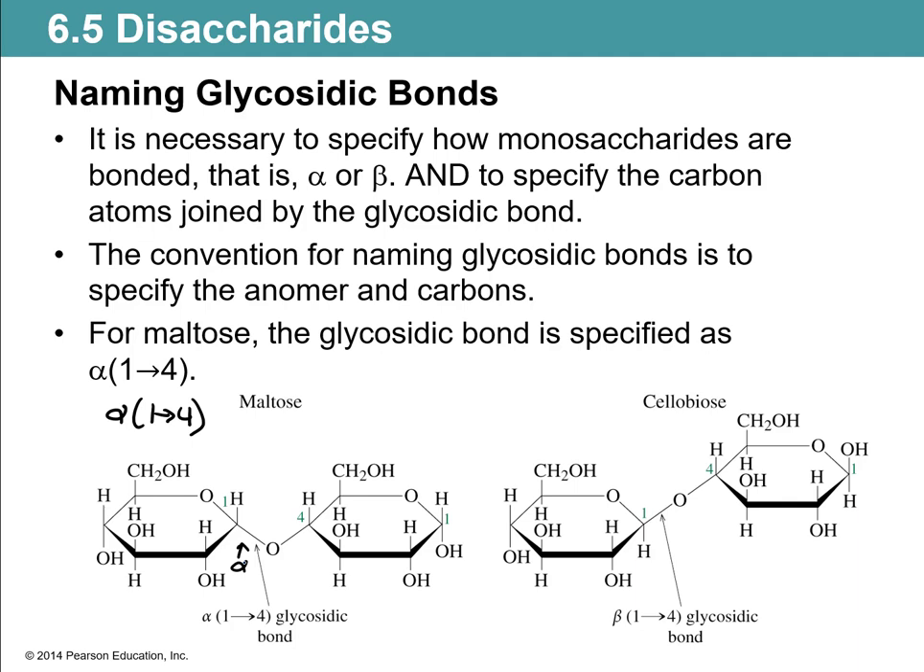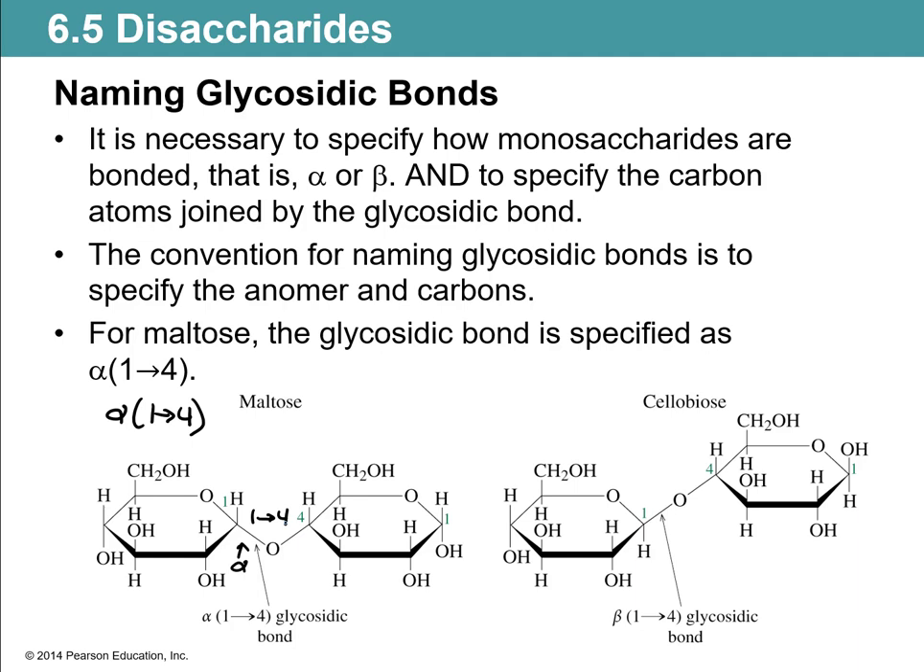And it's 1 to 4 because what? It's because carbon 1 on the left sugar is linked to carbon 4 on the right sugar. Do you see that? They're like sitting side by side. Carbon 1 on the left sugar is linked to carbon 4 on the right. So that's what 1 to 4 means. It's just telling you which carbons on the two sugars are connected.